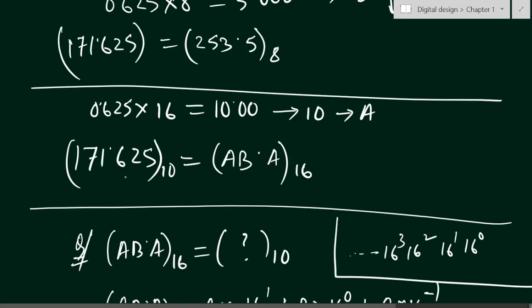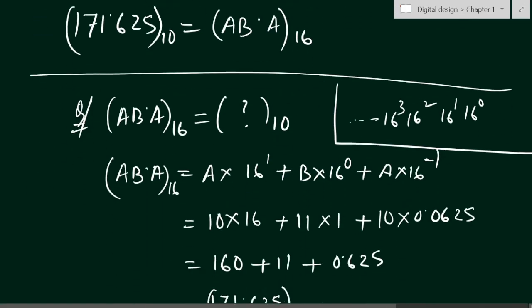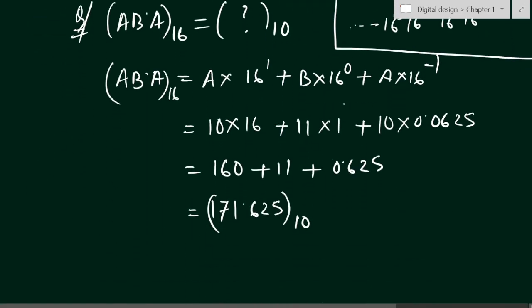In the previous case we converted this decimal number into a hexadecimal number. Now we have done the reverse process. So this is the reverse process you have to do in this manner.